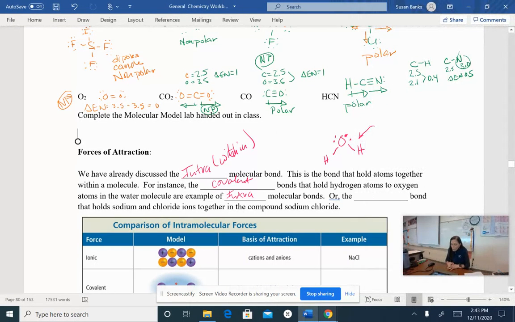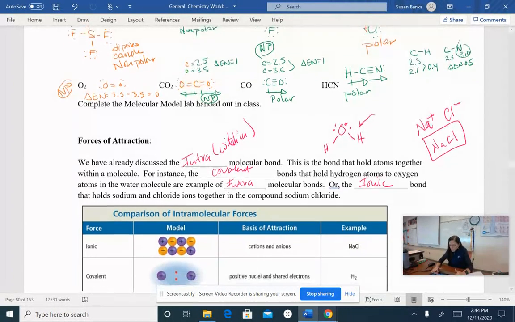Okay, or the ionic bond that holds sodium and chloride ions together. Sodium is a +1, chloride is a -1. So opposites attract, right? Positives attract negatives. So when we make table salt or sodium chloride, we will have NaCl. +1 plus -1 equals 0, right? So that's the ratio we have.